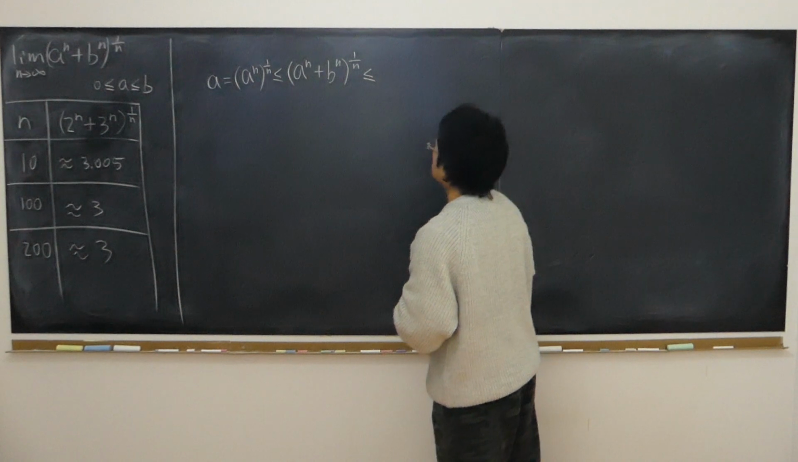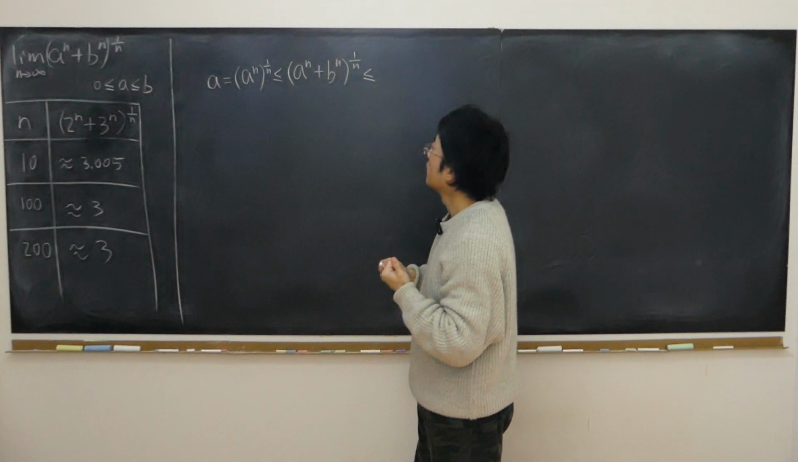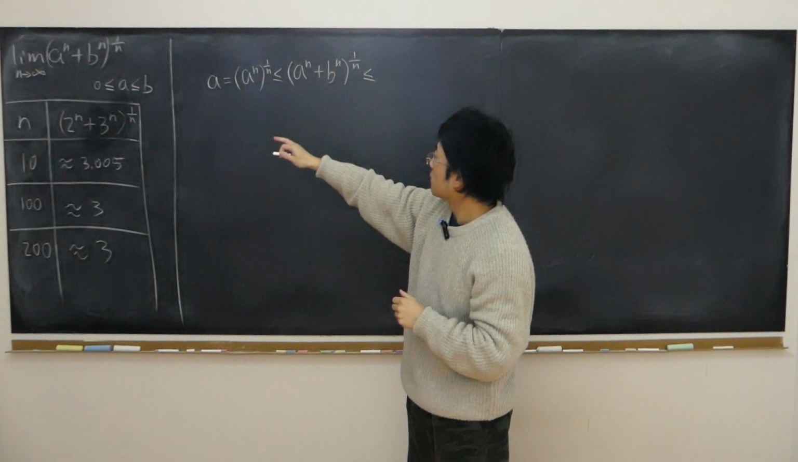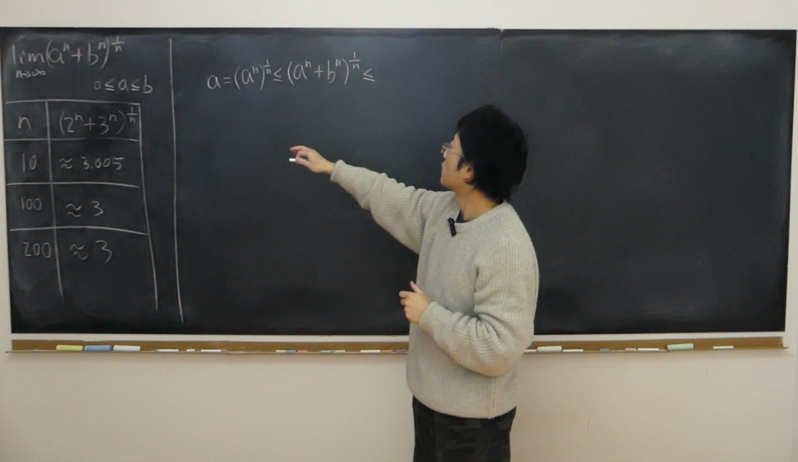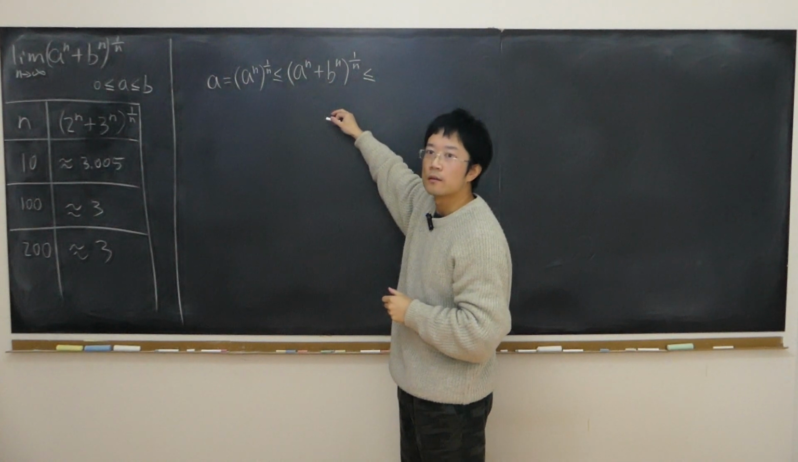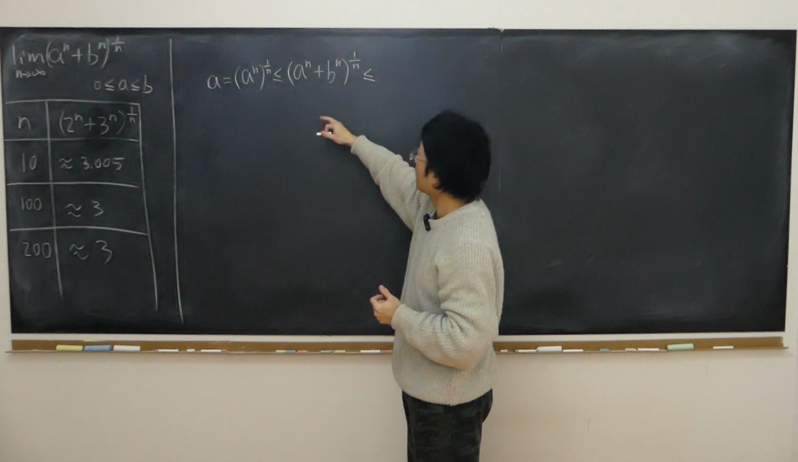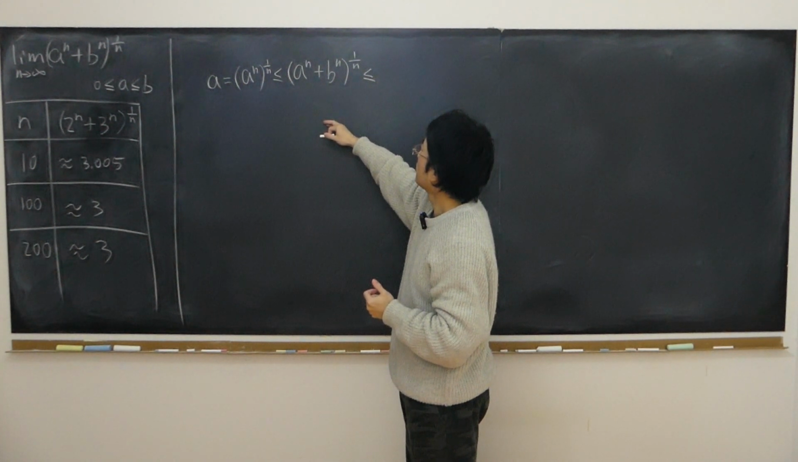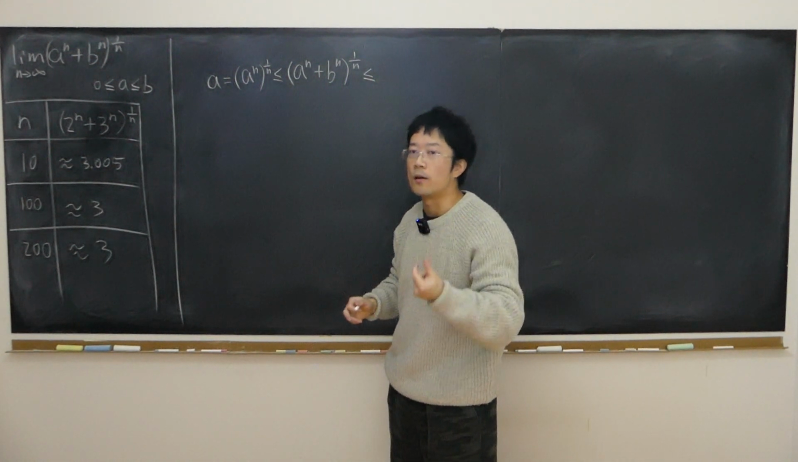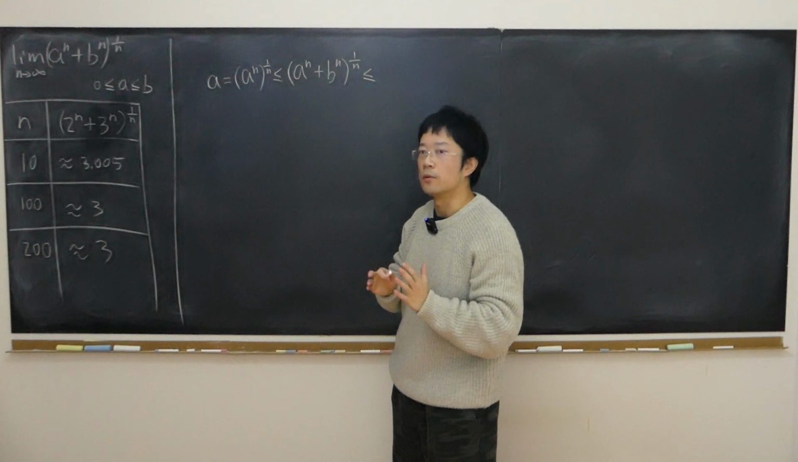Now on the right-hand side, how can I make it larger? Can I just replace b to the power of n by a to the power of n? Perhaps not. Why? Because a is less than or equal to b. If I replace b to the power n with a to the power n, it'll become smaller, not larger. So the only way for me is to maybe see if we can replace b to the power n by twice of a to the power n. How about that? I say, still not possible.